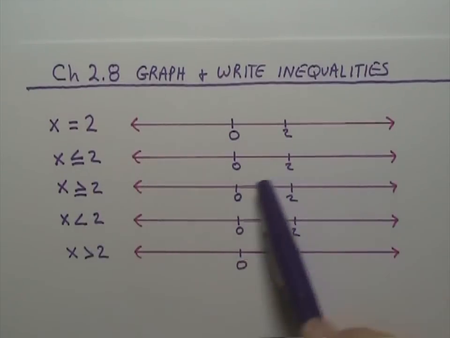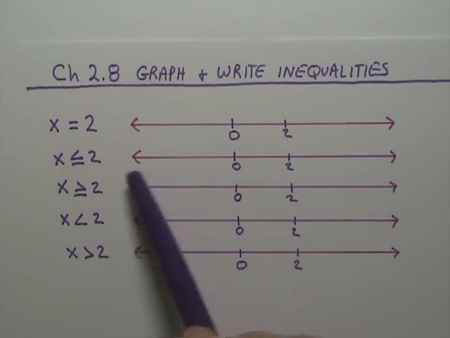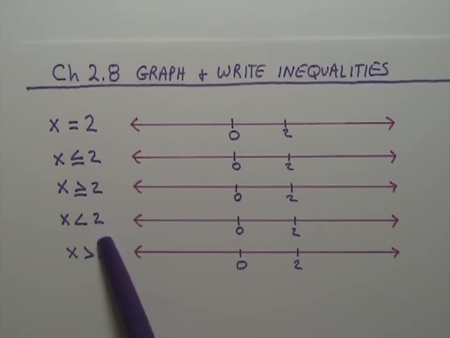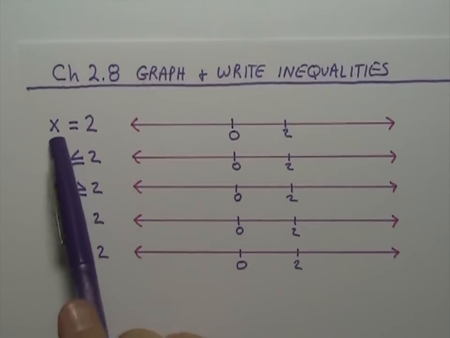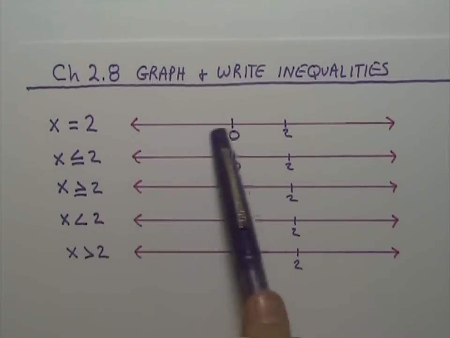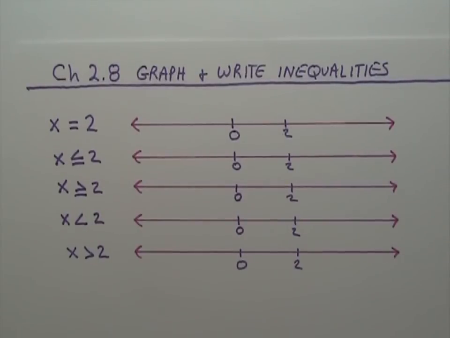What we're going to be doing is graphing on a number line these different solutions. So, for example, we work out an equation and it comes out to x equals 2. How would we graph it on a number line?